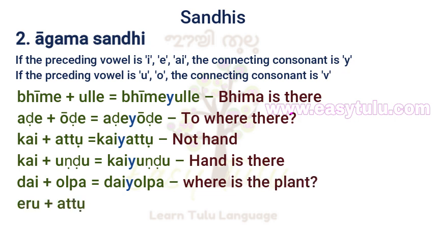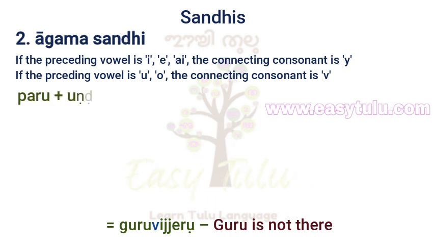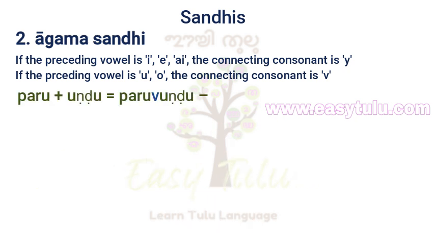Dai plus olpa, dayolpa, where is the plant? Dayolpa. Eru plus attu, eruvattu, not buffalo. Guru plus ijjeru, guruvijjeru, guru is not there. Paru plus undu, paru undu, teeth are there.